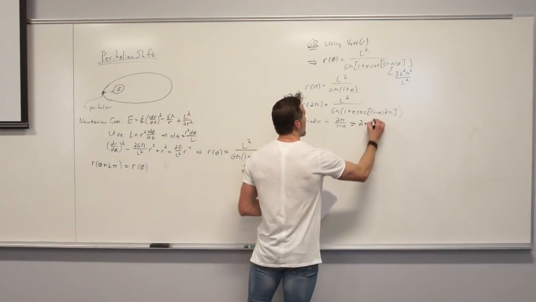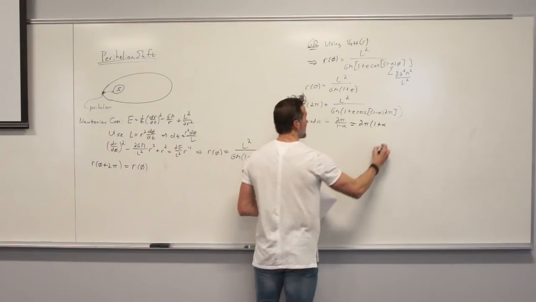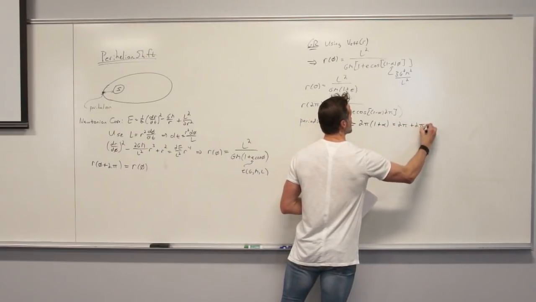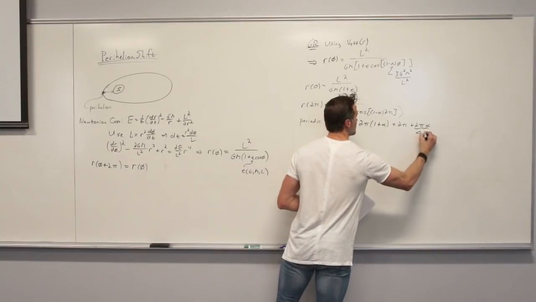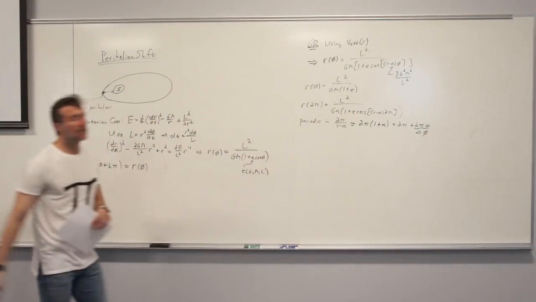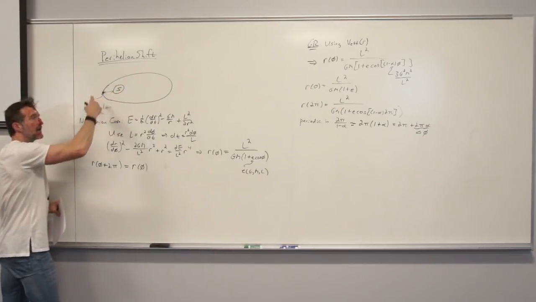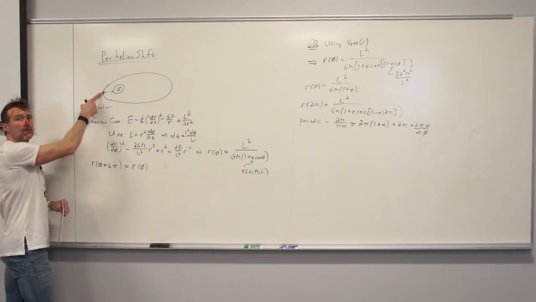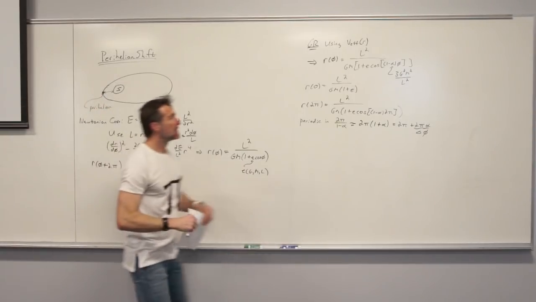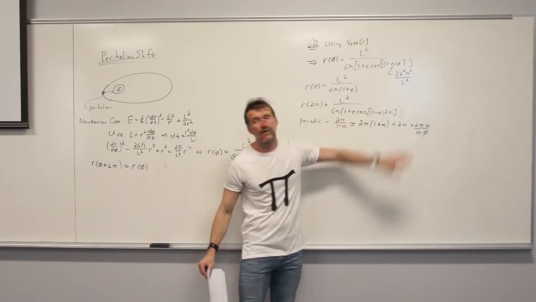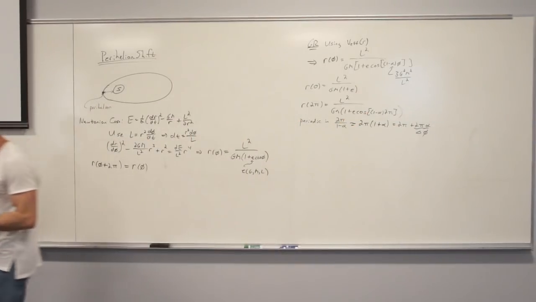Now, for small alpha, this is just 2 pi times 1 plus alpha. And so the periodicity we can think of as being shifted by an amount 2 pi alpha. So for every trip around the sun, the position of the point of closest approach moves by an angle 2 pi alpha, where alpha is given by that combination of things. Okay?